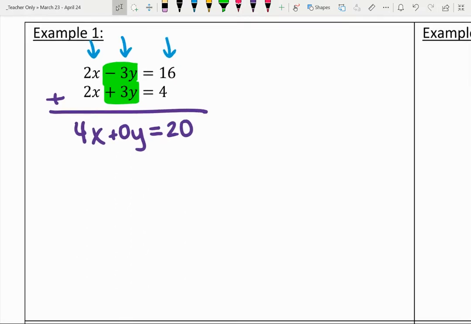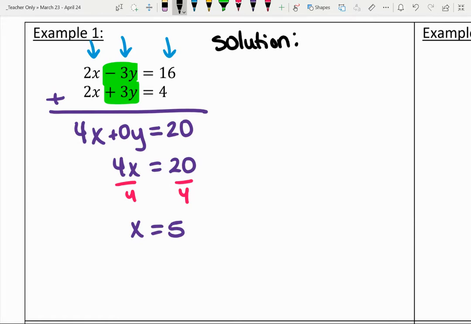Now, the reason that we're really excited about this is because 0y, or 0 times anything, doesn't matter, right? It's just 0. So we've actually eliminated that variable. All we have really is 4x is equal to 20. We can solve for x pretty quickly by dividing both sides by 4, and we get x is equal to 5. But you know that a solution to a system of equations is not just one number, right? It is a coordinate pair, an x and a y value. So far I only have the x value. I need the y value still.